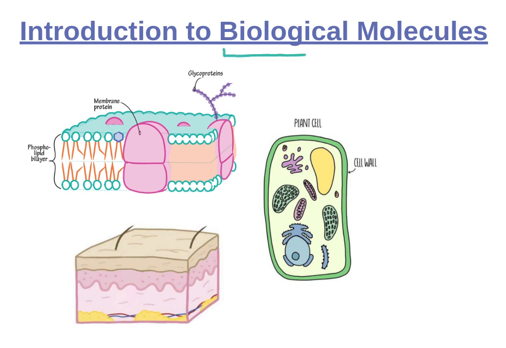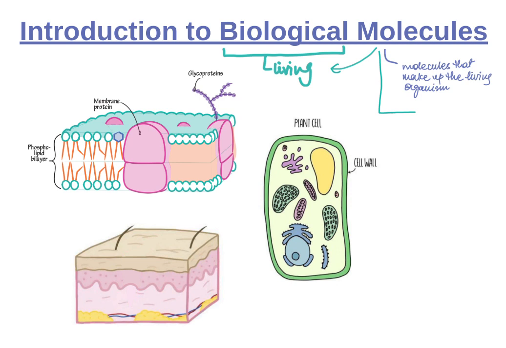Biological means that it is coming from something that is living. Molecules obviously suggest that these are small structures that should be found within living organisms. So, biological molecules are molecules that are responsible for making up the living organism. There are many different types of biological molecules found between all living organisms, and each of them has a unique structure and function, and both of these things are very closely related to each other.